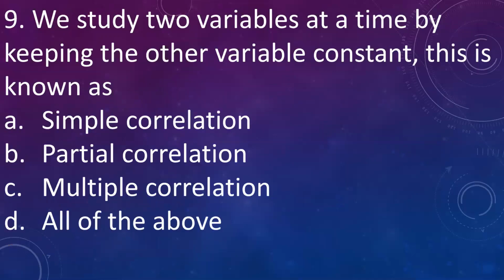Then if we study two variables at a time by keeping the other variables constant, this is known as: A. Simple correlation, B. Partial correlation, C. Multiple correlation, D. All of the above. Answer is partial correlation, because when there are n number of variables, from those n variables we consider only two variables, and the other n minus 2 variables are kept constant. So this situation is partial correlation.